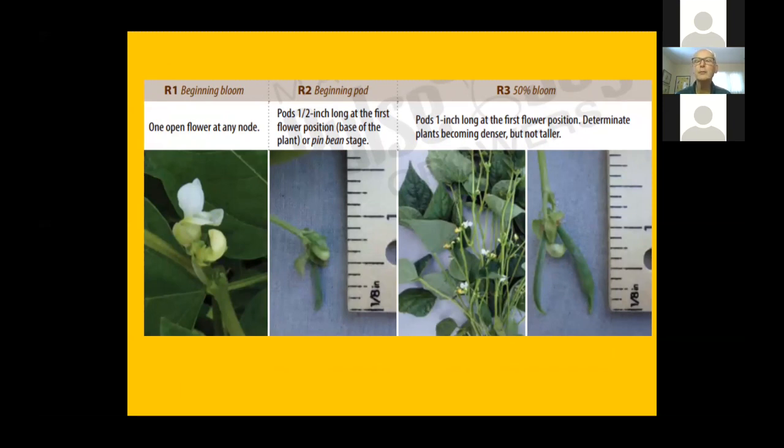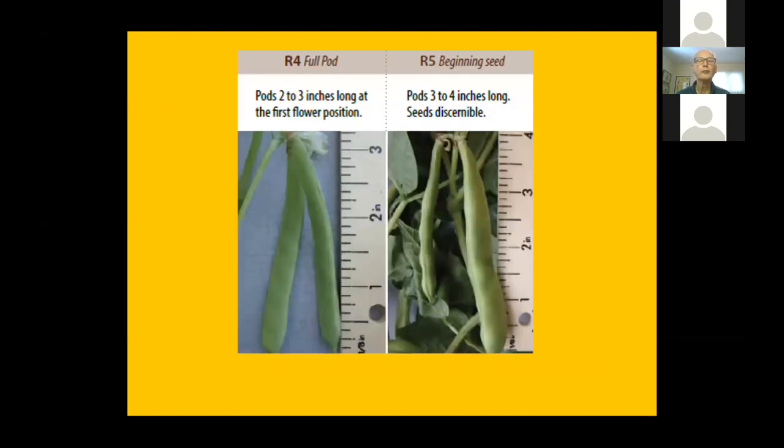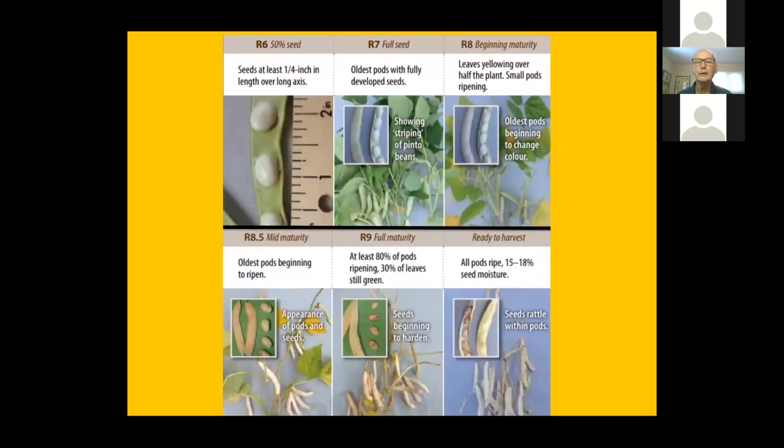R3 is about 50% bloom. Then when we go to full pod, we are always looking at where the first flower was and look at those pods. Here you can see a pod that is about 3 inches long, that is called full pod. Then we transition to the filling of the pods with the beans. On the right, you see the R5, that is the beginning of the seed filling period.